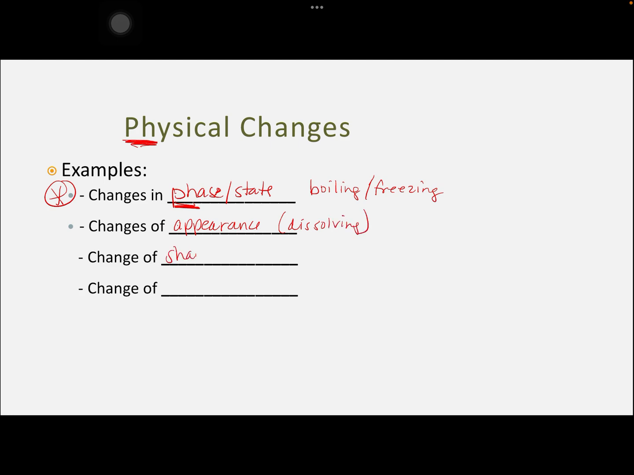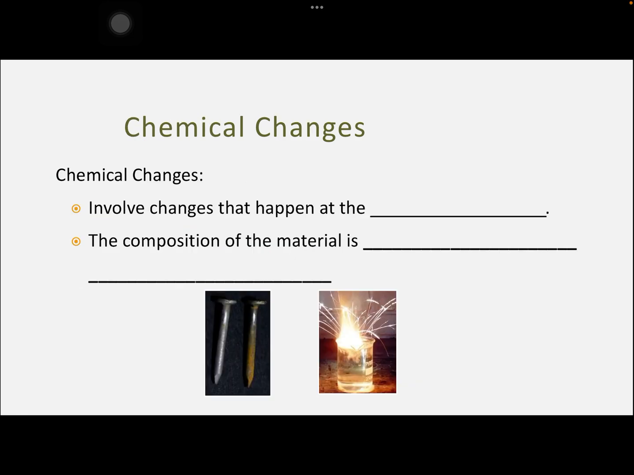Changes of shape. If you were to hammer something into a sheet, or if you were to draw it into a wire, so metals, malleable and ductile, that would be changes of shape. Or even something that's brittle. If you hit it with a hammer and it shatters, that's a change in shape, but you're not changing the formula of the material you're working with. And then changes in size, if you were to cut it into pieces or grind it into smaller particles.